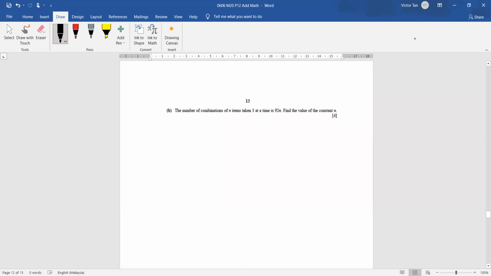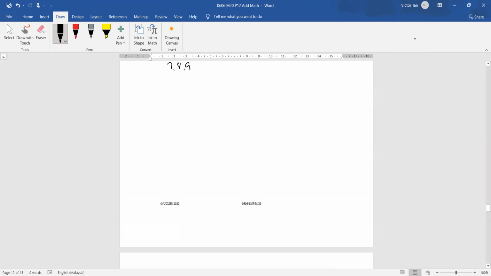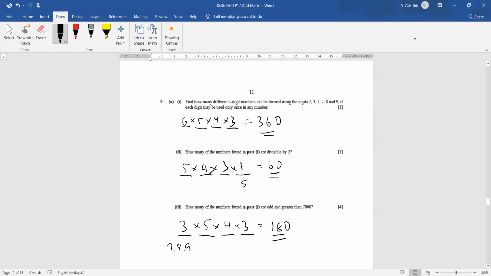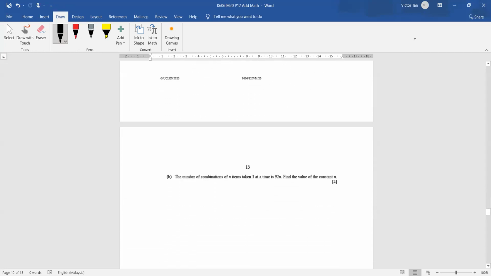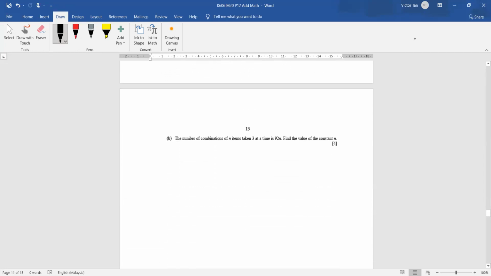The number of combinations of n items taken 3 at a time is 92n. Find the value of the constant n. I want to see if it's related. No, not related. So this is nC3.